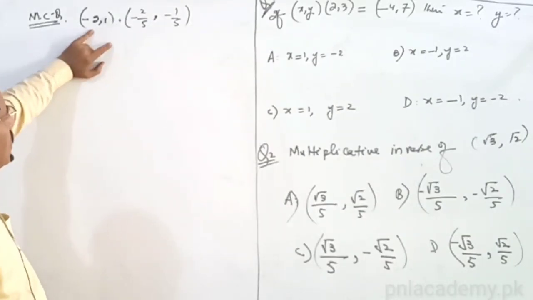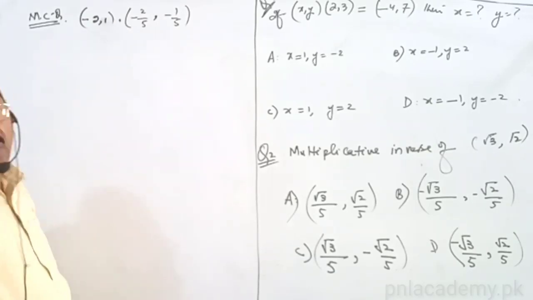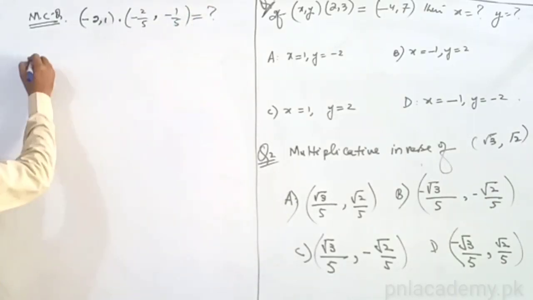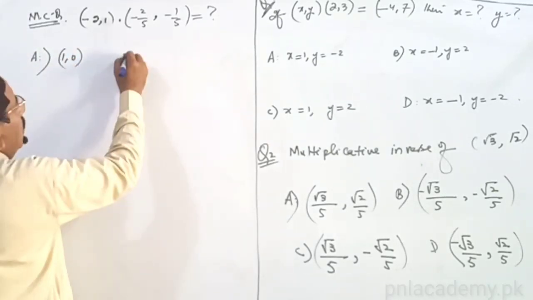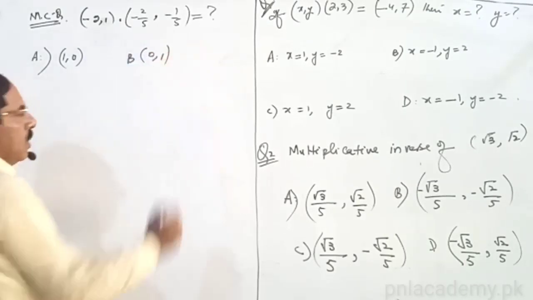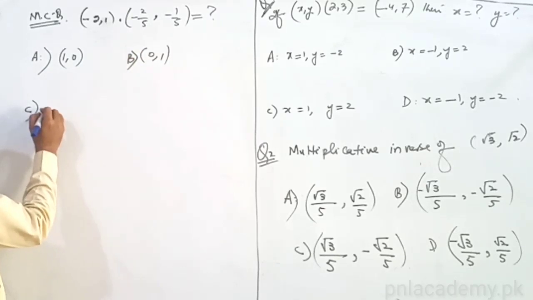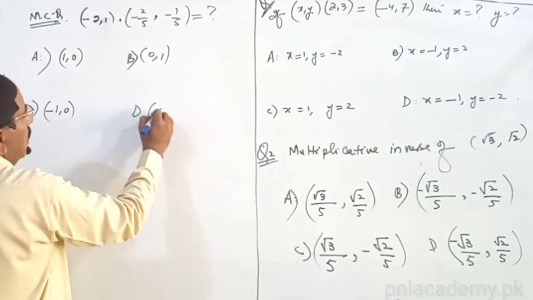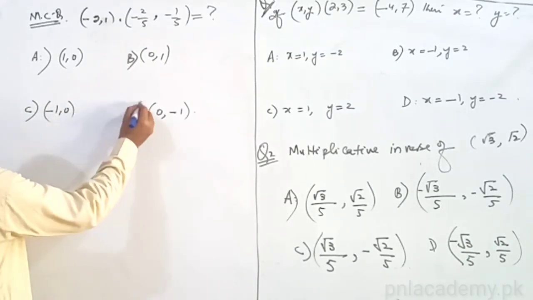Okay. Now MCQ. (Minus 2, 1) multiplied by (minus 2 upon 5, minus 1 upon 5). What should be the answer? So A: (1, 0). B: (0, 1). C: (minus 1, 0). D: (0, minus 1). So what should be the correct option?